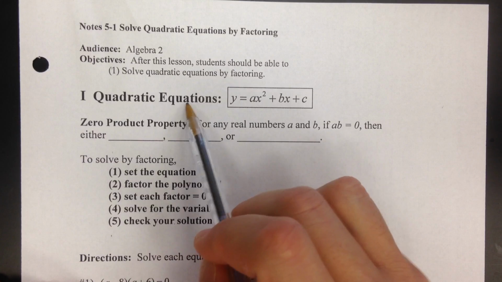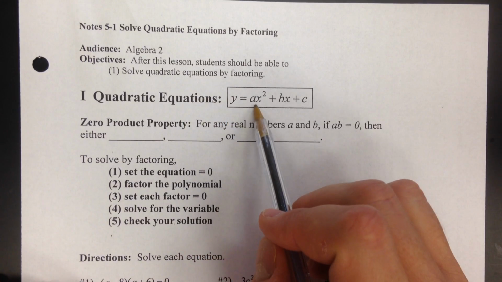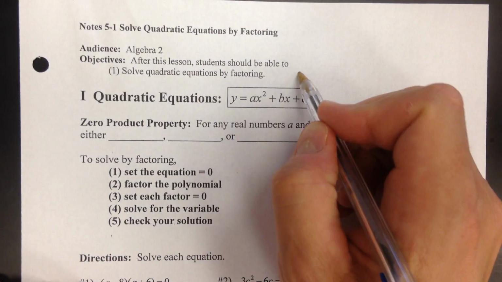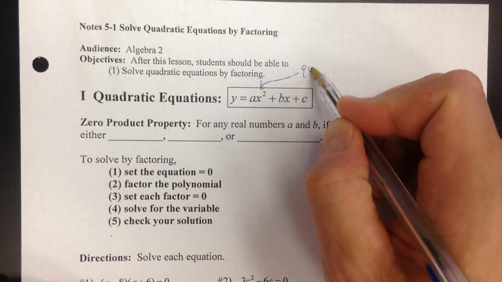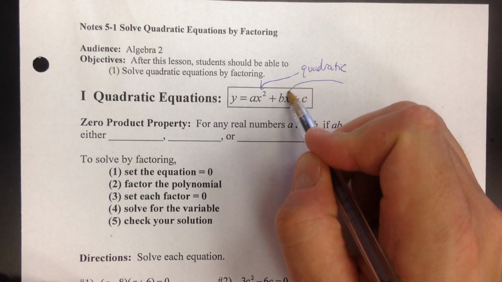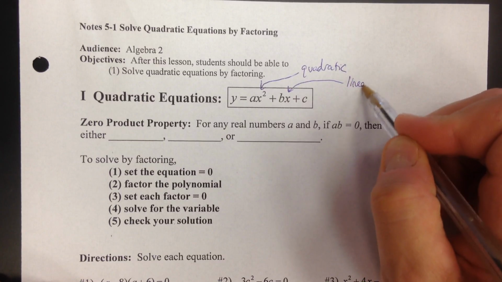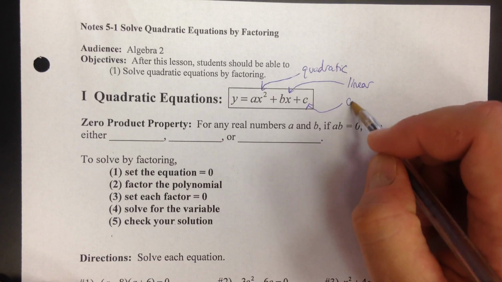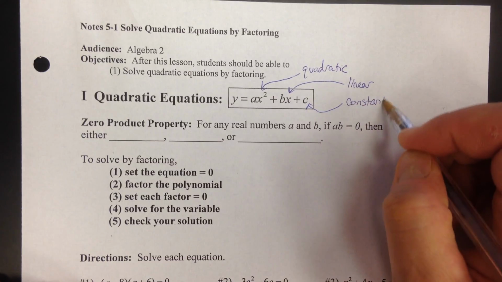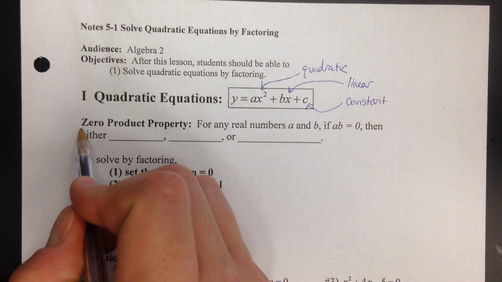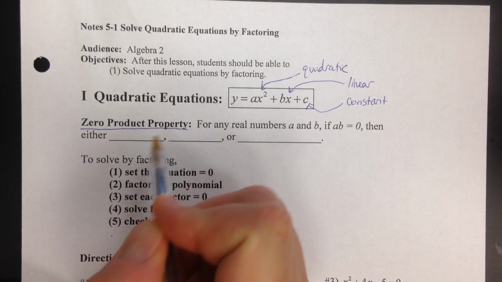A quadratic equation, so let's go ahead and start here. A quadratic equation is in the form y equals ax squared plus bx plus c. The ax squared term is called the quadratic term. The bx term is called the linear term. The middle is the linear. And then the c, which does not have a variable, is the constant. A, B, and C are just real numbers. The key for what we're going to be doing today is called the zero product property.